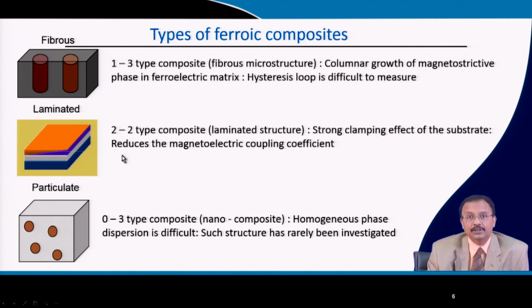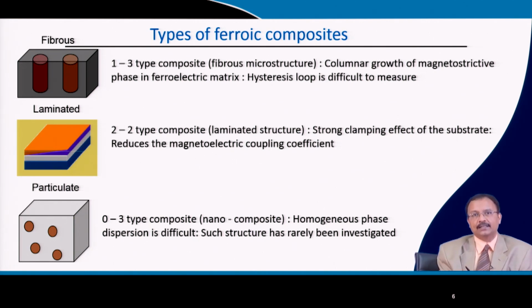A 2,2 composite can be done, as the name suggests, it is a multilayer kind of structure. In case of a multilayer structure, there is a strong coupling between the substrate and the film, and that will eventually reduce the magnetoelectric coupling because of the substrate constraint. So, that is also not a good idea to grow this kind of composite.